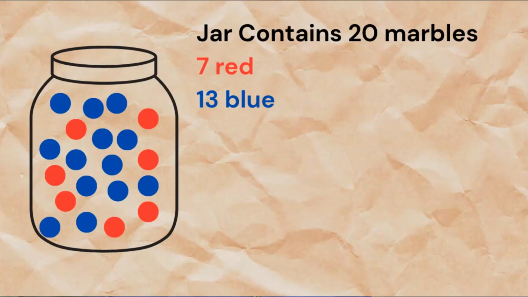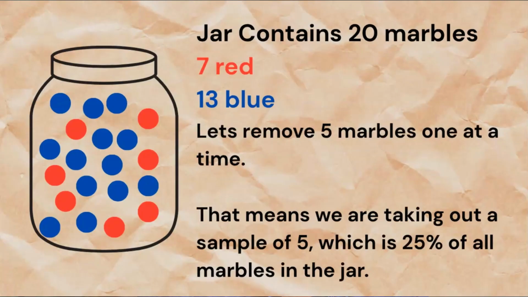All right, so here's the example we're going to take a look at to help you understand the 10% condition. Let's say that we have a jar containing 20 marbles, 7 red, 13 blue. That's 35% that are red, 7 out of 20, and 65% that are blue, 13 out of 20. Now let's remove 5 marbles one at a time. That means we're going to take out a sample of 5 without replacement. That means we're withdrawing 25% of all marbles from the jar. 5 out of 20, 25%.